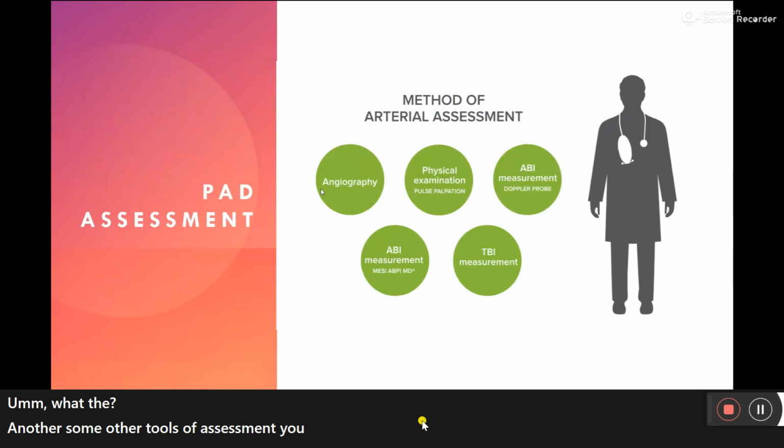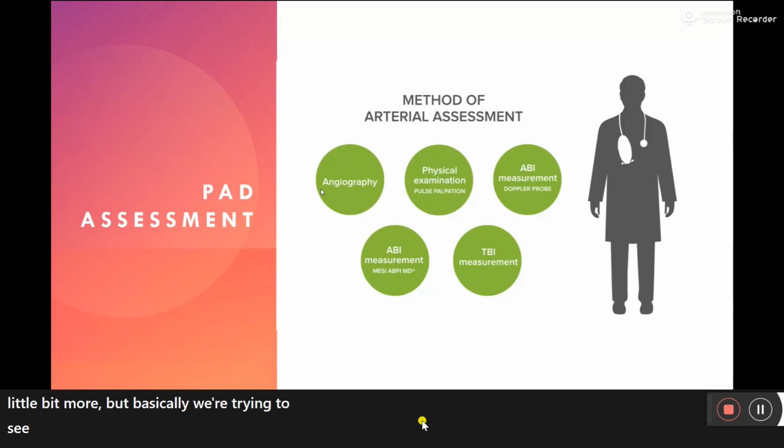Outside of that, then there's the ABI measurements. Okay, ABI is ankle brachial index. And we're going to talk about that testing a little bit more. But basically, we're trying to see if there's a difference or a gradient between the blood pressure in their arm and the blood pressure in their leg. Because the pressure should be pretty close to equal in both spots. But in the presence of peripheral arterial disease, there's going to be a difference. There's going to be a gradient or a mismatch there.